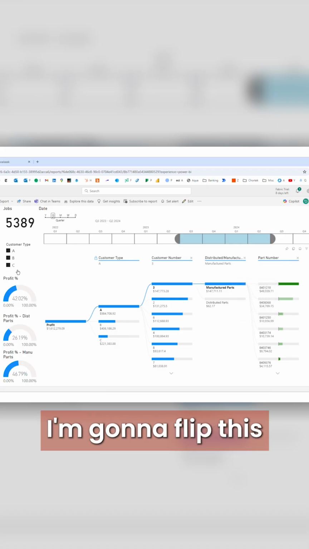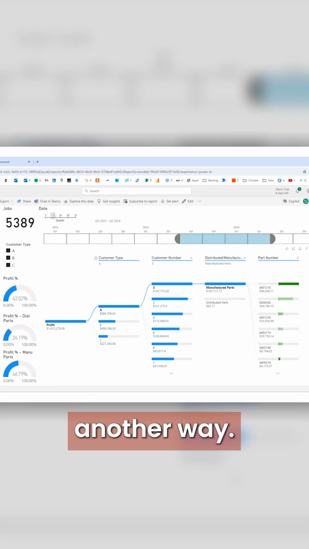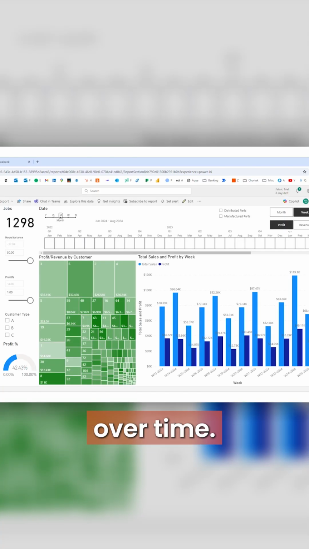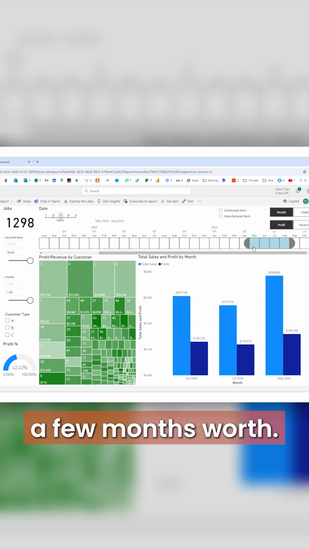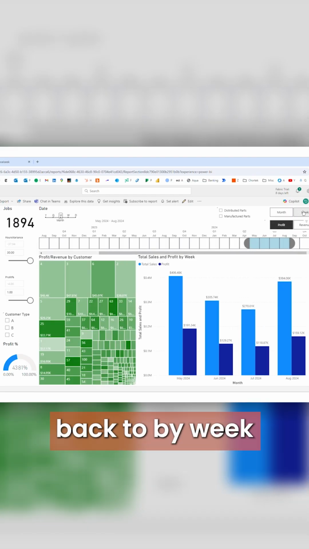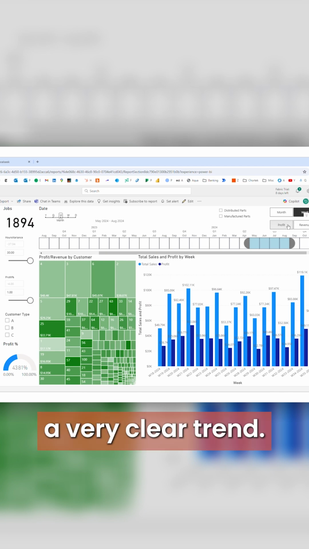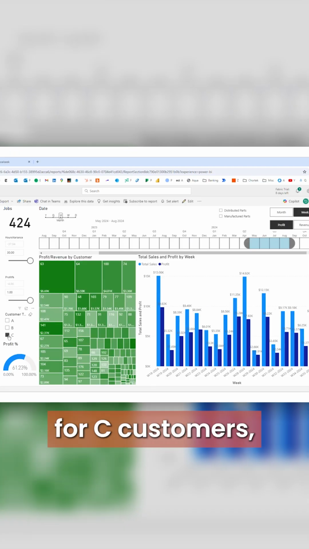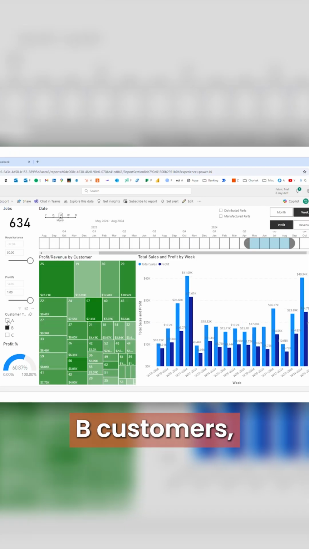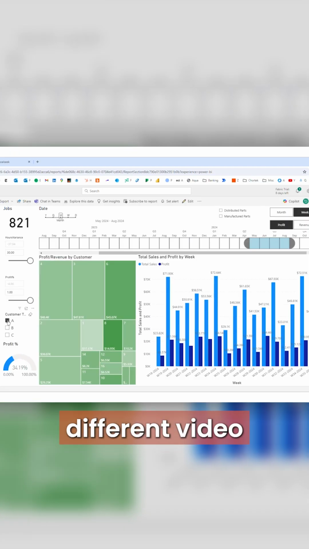All right, I'm going to flip this a little bit and we're going to look at it another way. So gross profit over time, and I could look at really any period of time. I'm going to look at a few months worth. I'll flip it back to by week. And I can start to see a very clear trend. This is at the high level. I could do the same thing for C customers, B customers, A customers. And I have a different video on how we calculate and break that down.